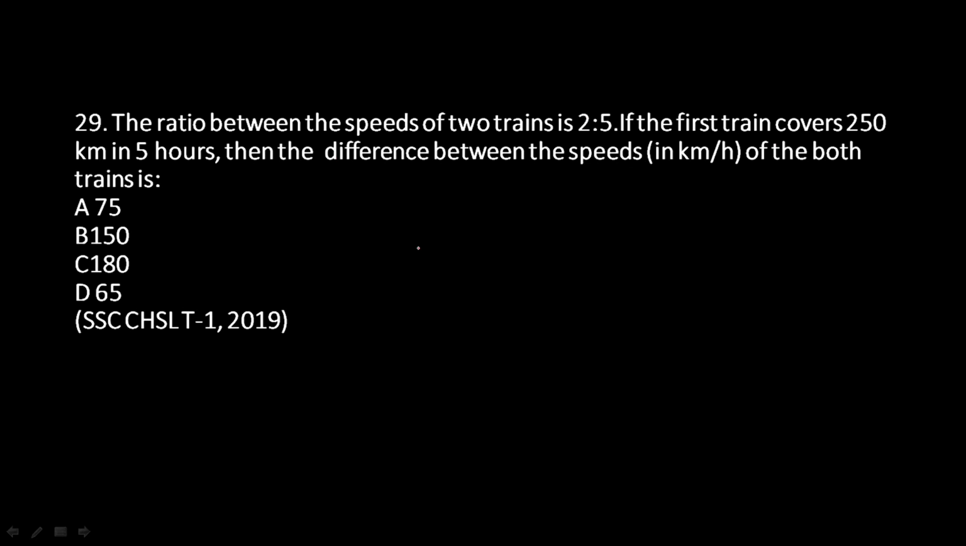Okay? What do we know? Speed is inversely proportional to time, but we don't require that too. Speed 1, speed 2 is 2:5. The first train covers 250 km in 5 hours, so its speed is 50 kmph.